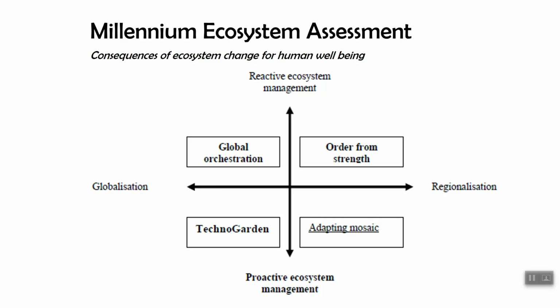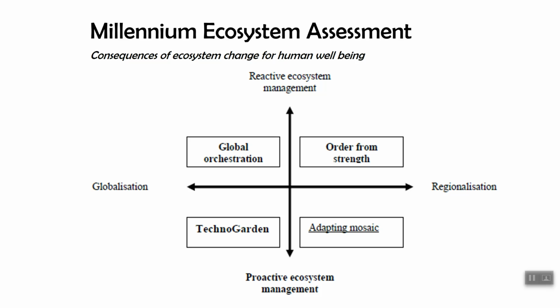In the order from strength, this scenario represents a regionalized and fragmented world concerned with security and protection, emphasizing primarily regional products and paying little attention to public goods, taking a reactive approach to the ecosystem problems. Economic growth rates are the lowest of the scenarios.